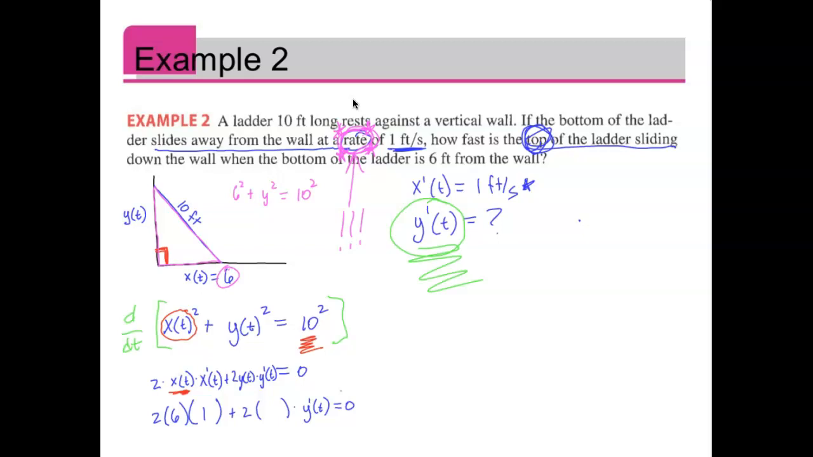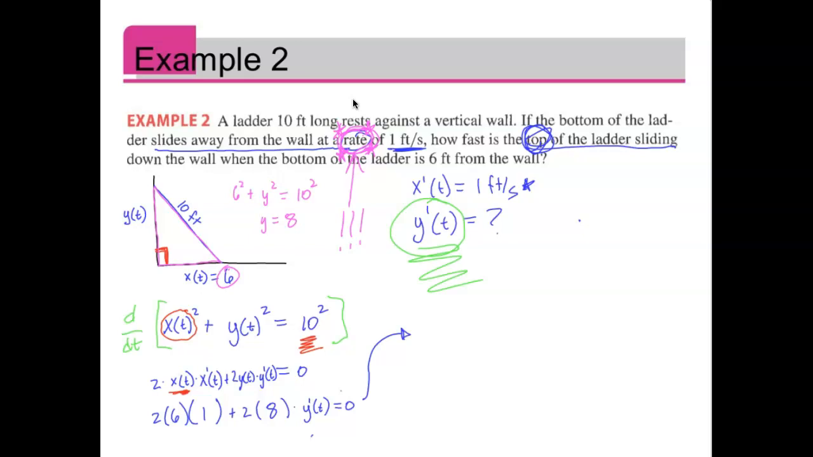This is a Pythagorean triple. And it comes out with y equal to 8. Awesome. So now we filled in everything that we can. All that's left to do is just solve for y prime and throw some units onto it.